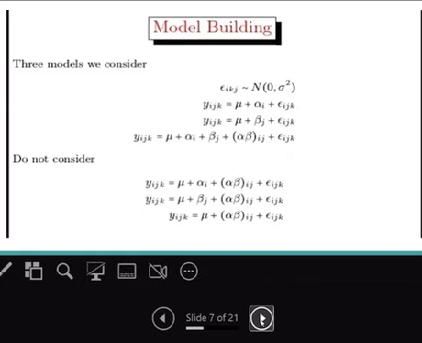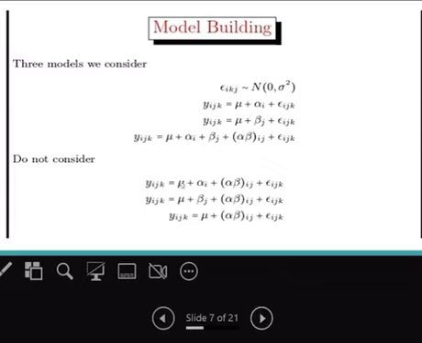And I said, do not consider. Why is it that we shouldn't consider? Look at y_ijk equals mu plus alpha i plus alpha beta ij. How can I consider investigating the interaction between two factors and only measure the main effect of only one of the factors? That doesn't make sense.